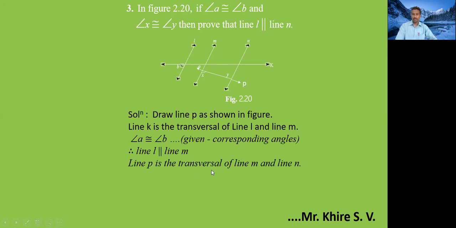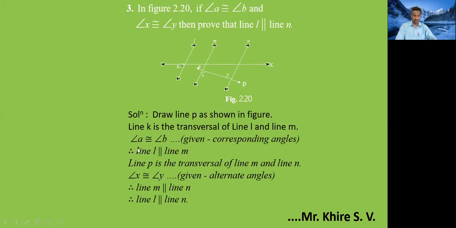Now, line P is the transversal of line M and line N. X and Y are alternate angles, and this is also given: X is congruent to Y. Therefore, angle X is congruent to angle Y is given, as alternate angles are congruent. And therefore, we can say that line M is parallel to line N. If alternate angles are congruent, then the given two lines are parallel.